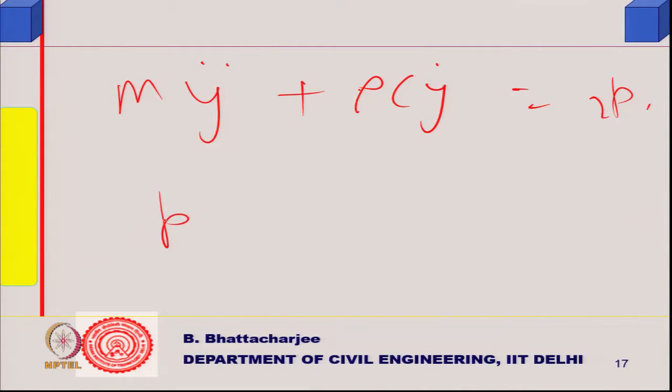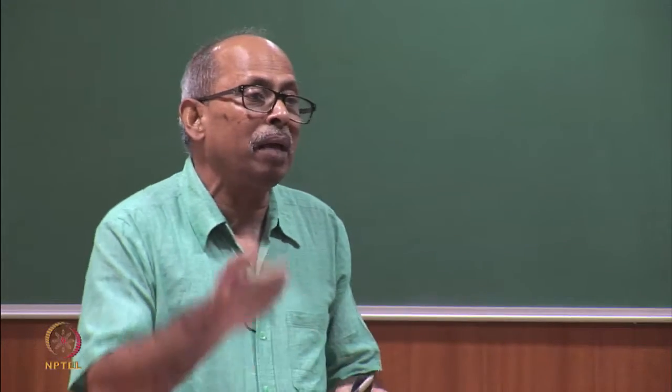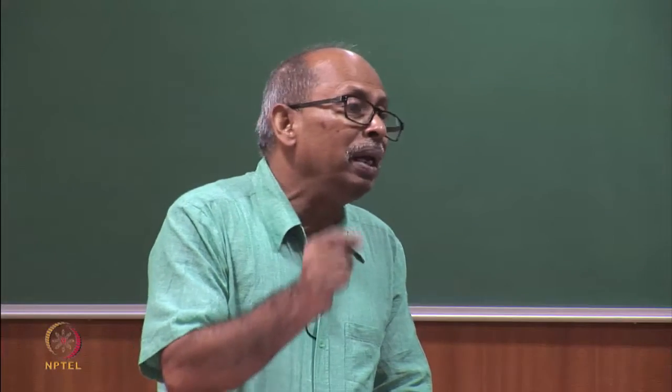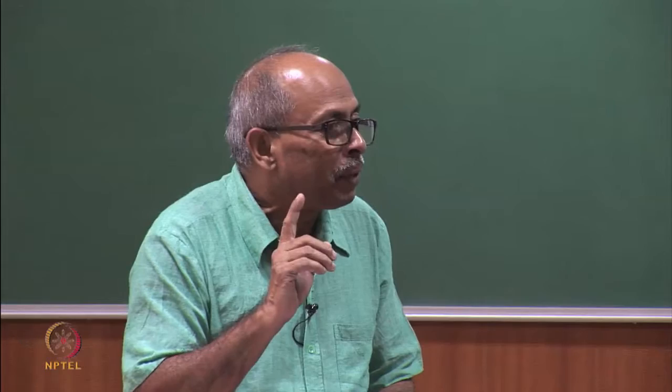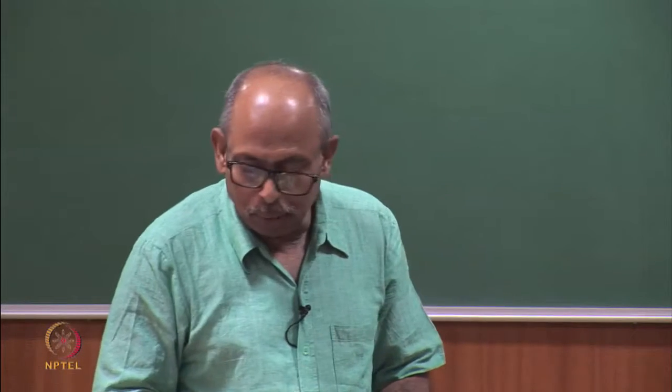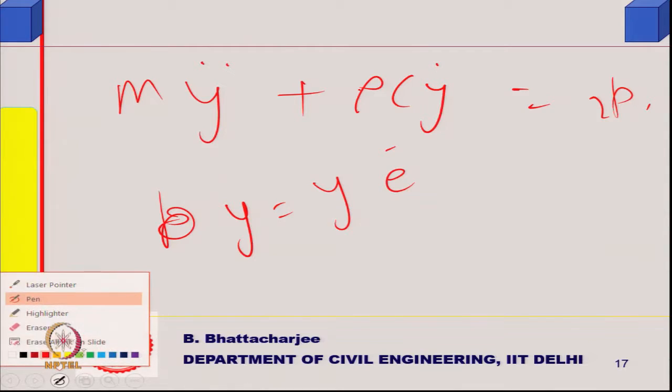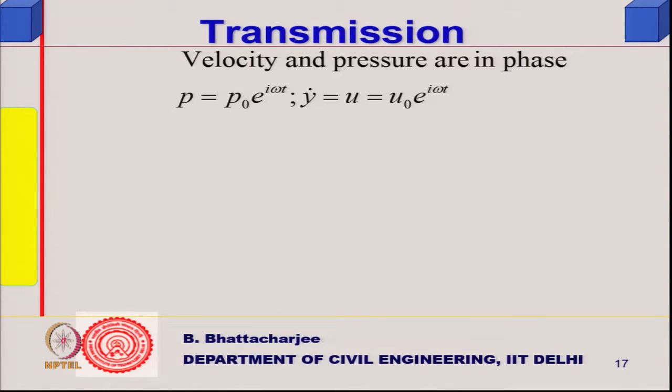So, I can assume y will be equal to y 0 e to the power i omega t, the way we do with the exponential function. Similarly, I can express pressure, because if you remember, we can relate displacement to pressure and velocity, and they are in the same phase, as we talked about in the beginning. So, y dot is equal to u, that is u 0 e to the power i omega t.